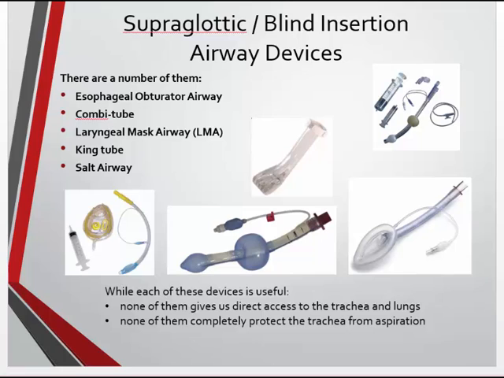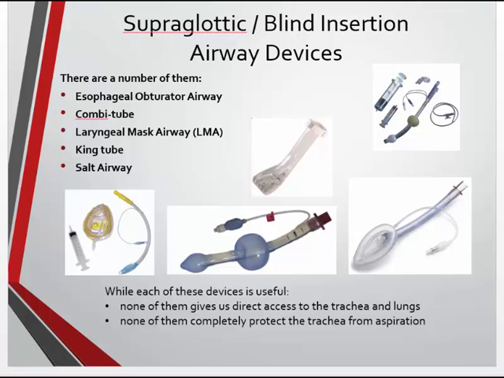There's the supraglottic devices, and those supraglottic devices are blind insertion airway devices. There's a lot of different ones out there. Right now we are carrying the EOA, obviously. In the future, we may see other devices come in here, but there's many. There's the combi tube, the LMA, the salt airway, the king tube. These are all airway devices that are designed to help you ventilate a patient. They're all useful in their own way.